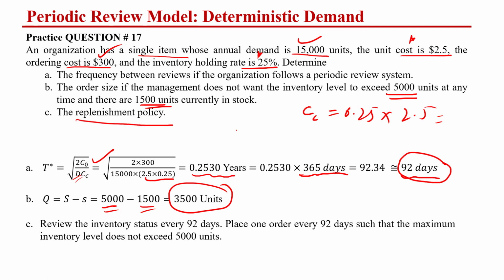So the replenishment policy, as I mentioned, is the s, S policy, which means that after every 92 days we are going to order the quantity such that we reach up to 5,000 units. So I hope you got the idea.